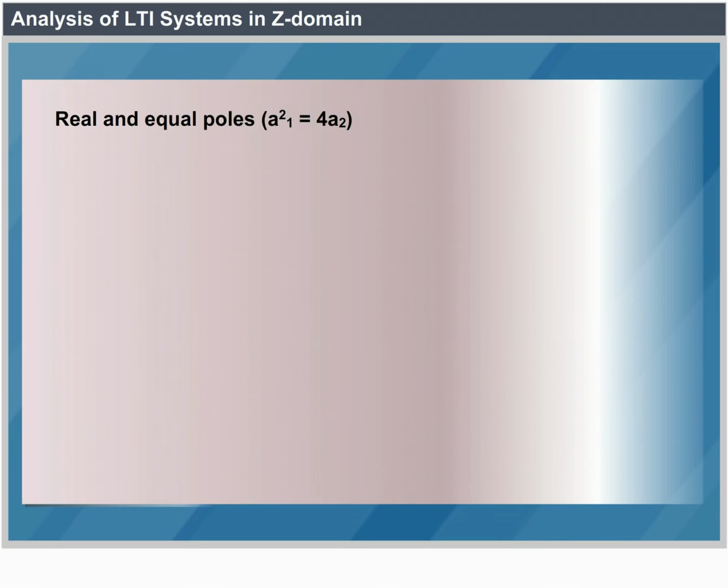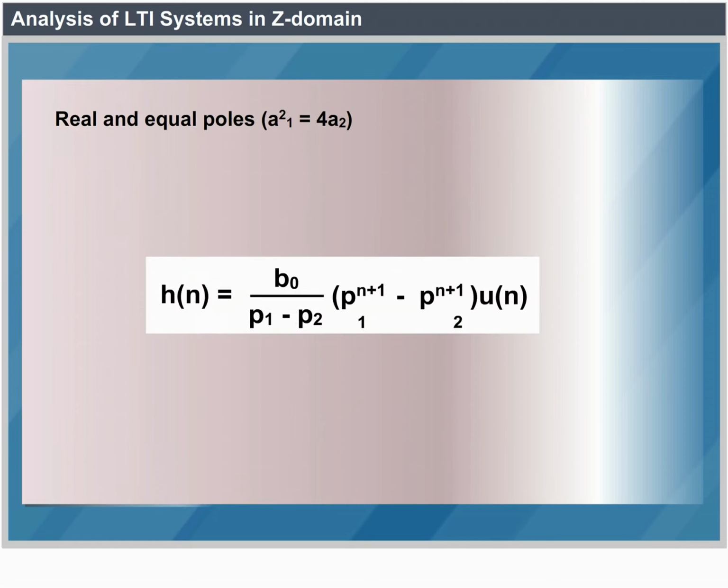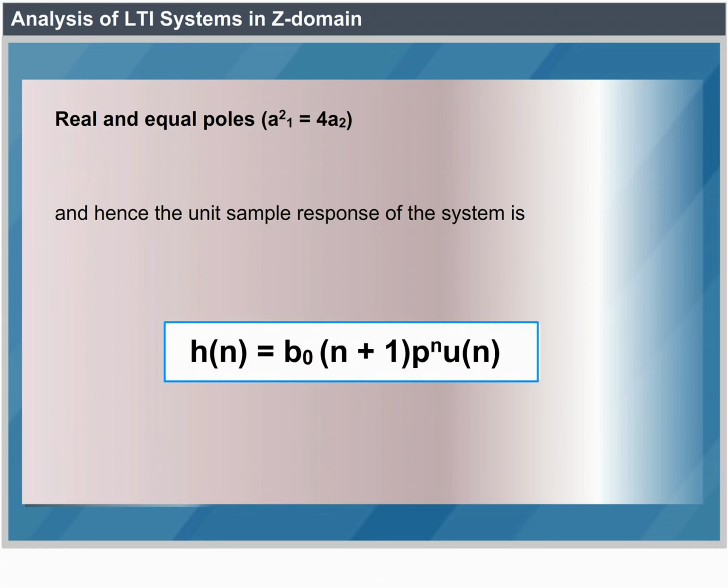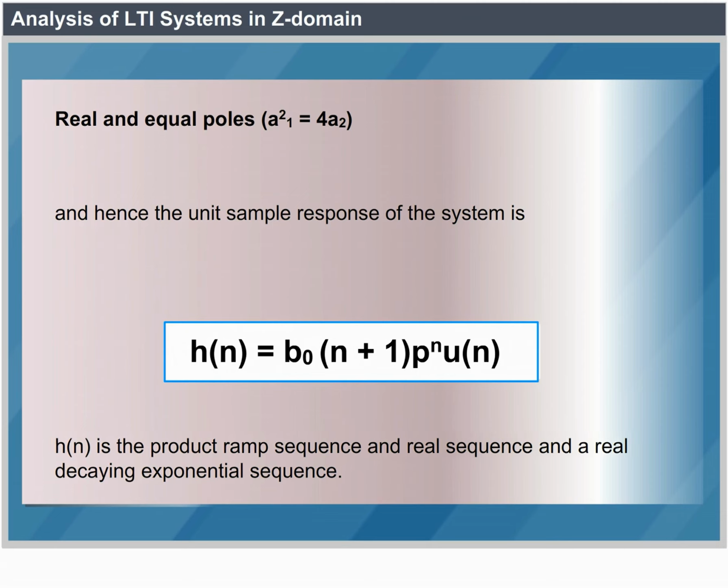Real and equal poles, a1 square equal to 4a2. In this case, p1 equal to p2 equal to p equal to minus a1 by 2. The system function is H of z equal to b0 divided by 1 minus p z power minus 1 the whole square, and hence the unit sample response of the system is h of n equal to b0 into n plus 1 into p power n into u of n, where h of n is the product of a ramp sequence and a real decaying exponential sequence.